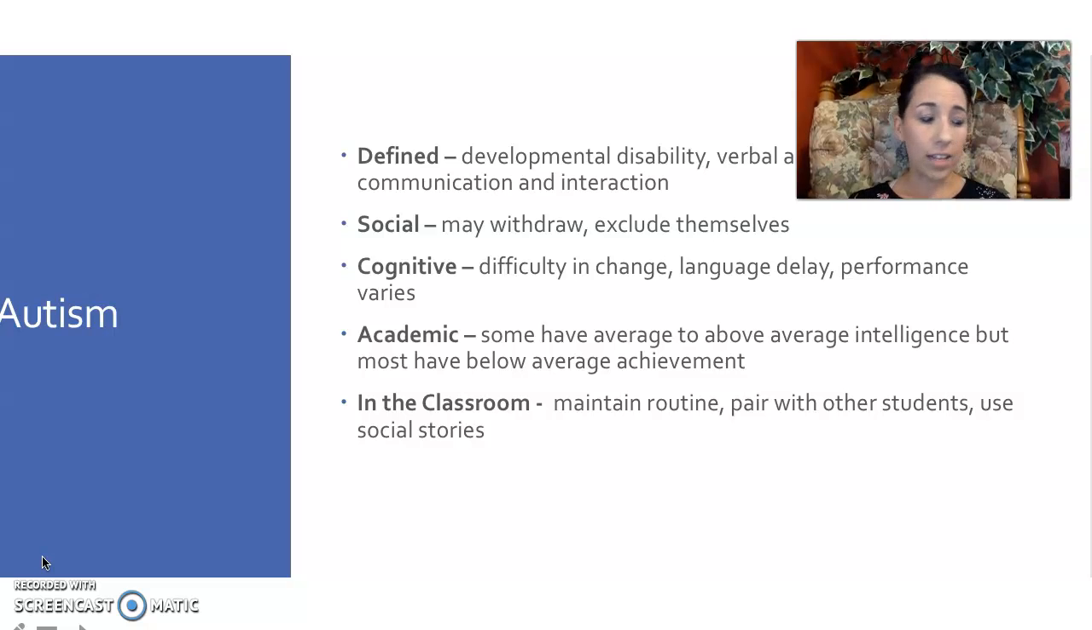Cognitively, they have language delays. They have difficulty with change of routine. We need to keep everything routine. Their performance varies. It depends on their mood, their energy level, and their environment. Academically, they can be anywhere. They could be average, above average, or below average in achievement. It just depends on the person.